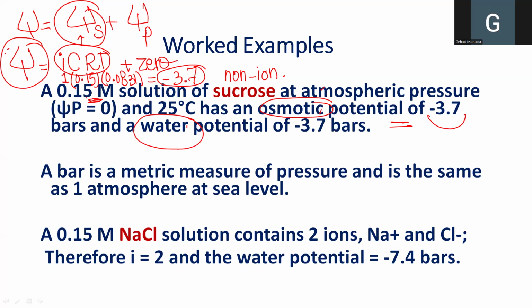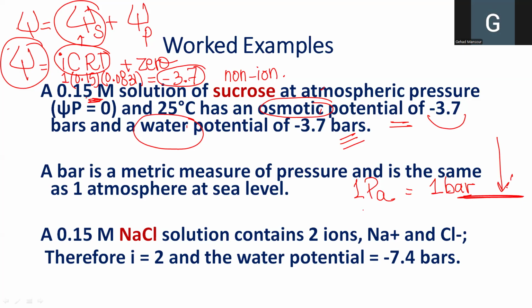What is a bar? This unit we are using to denote pressure. What is it? It is a measure of the atmospheric pressure, and it is the same as 1 atmosphere at sea level. So the unit of pressure at sea level is 1 bar. So 1 bar is 1 unit of atmospheric pressure.